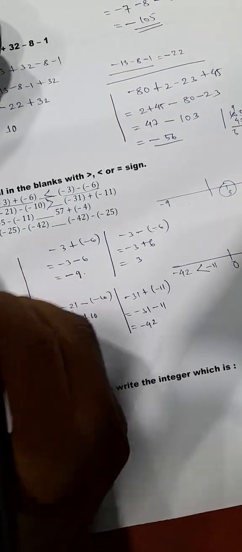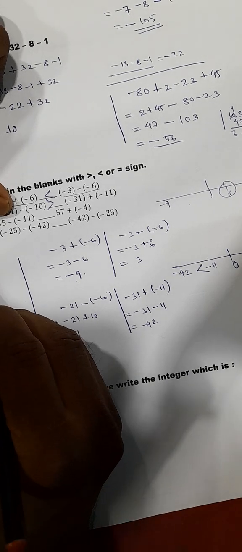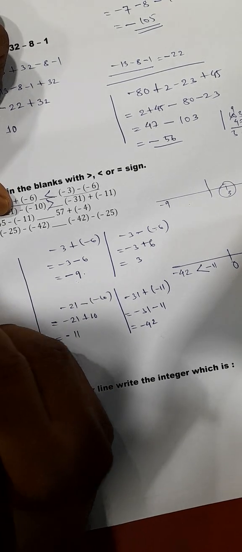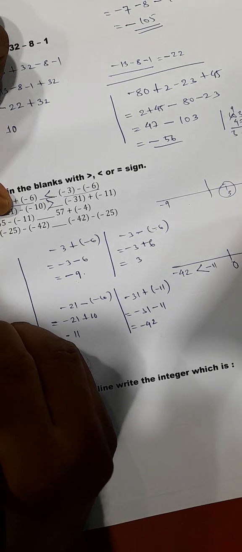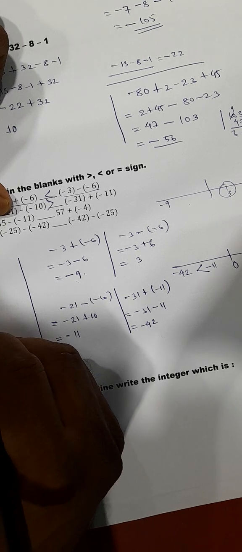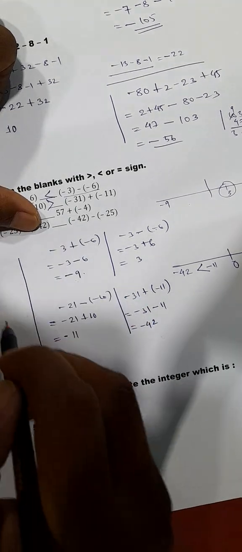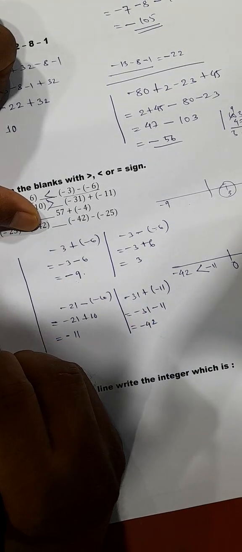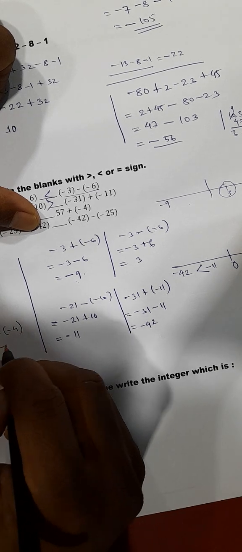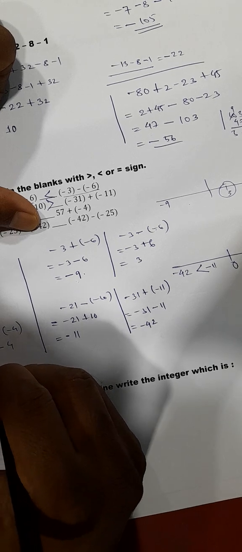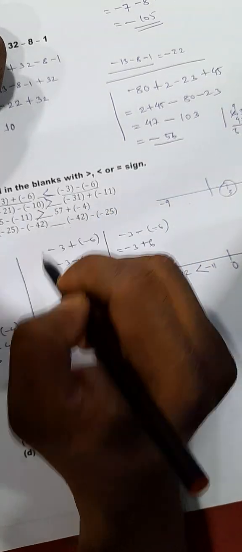Now you see the third question, 45 minus -11. Now the additive inverse, minus of -11 means the additive inverse of -11. This is +11. So the answer is 56. Right hand side, you see 57 plus -4. 57 plus -4 means 53. So the left hand side is 56. It is greater than the right hand side.